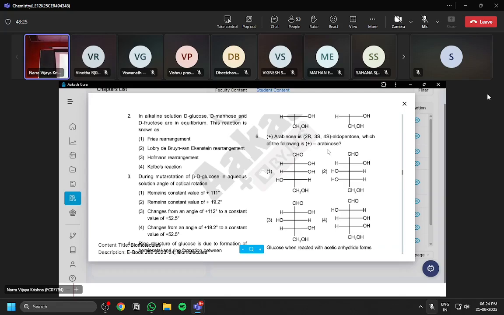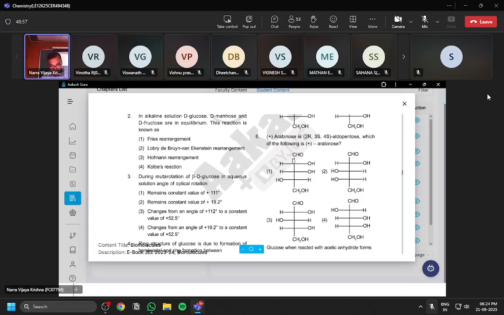They are saying plus arabinose is 2R, 3S, 4S. Now, it is an aldopentose. Which among the following is that? If you know that table, it is a fraction of a second question. If you don't know the table, we need to solve it. How to solve that? Second configuration is R, third is S, fourth is S.